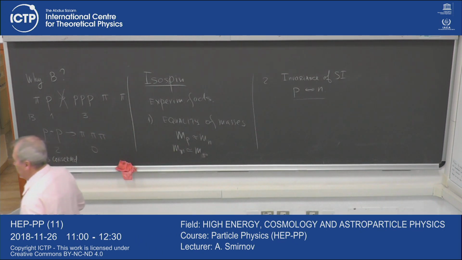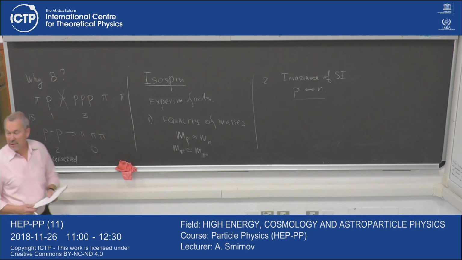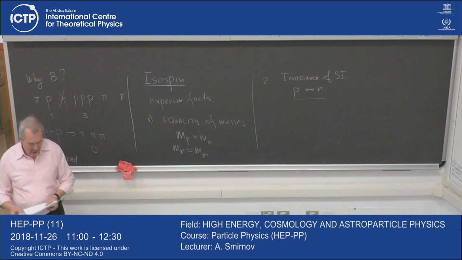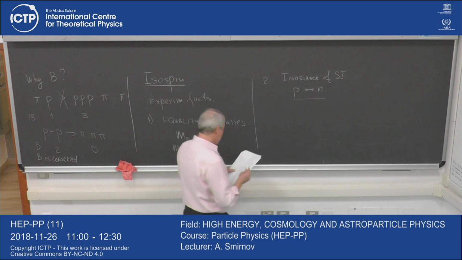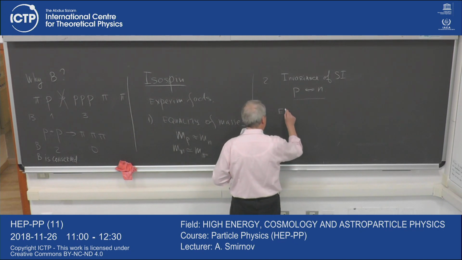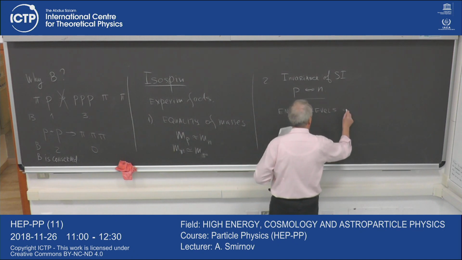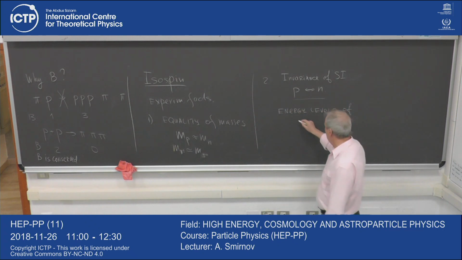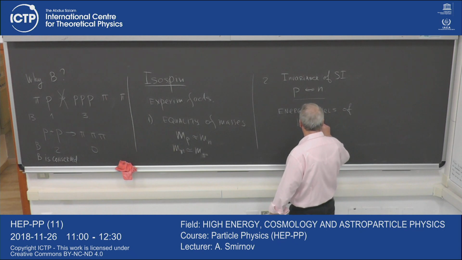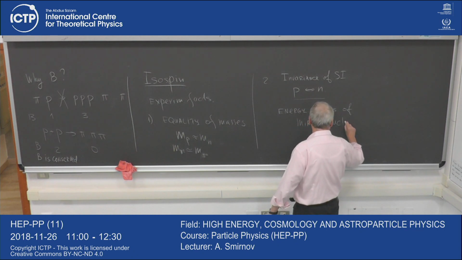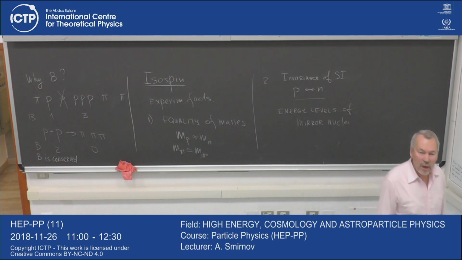Of course, we can simply create beams with neutrons. It's a little bit more complicated, and we see how these protons and neutrons scatter on nuclei. Yeah, so this is observation of energy levels of so-called mirror nuclei. What are these mirror nuclei? These are nuclei in which a proton is substituted by a neutron in comparison with the first one.